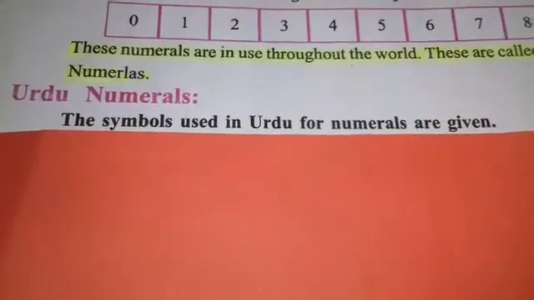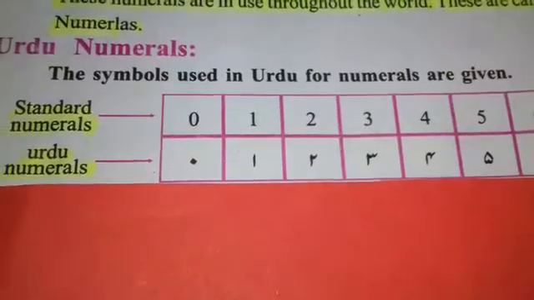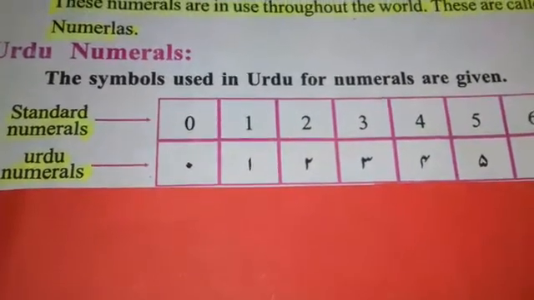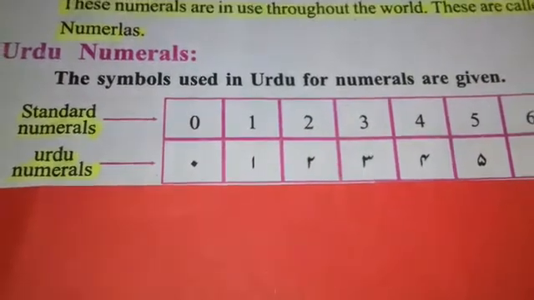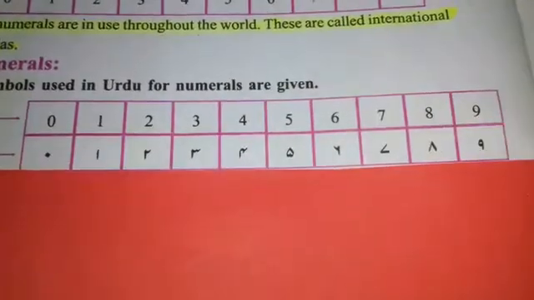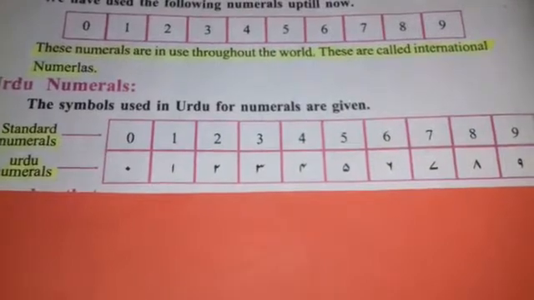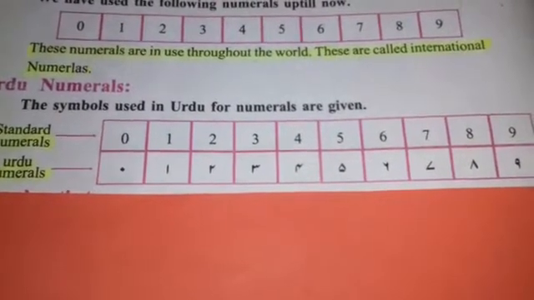The symbols used in Urdu for numerals are given. 0 is written as a black dot. You can see these are the symbols that are used in Urdu numerals. Students, you have to do practice of these symbols to learn Urdu numerals.